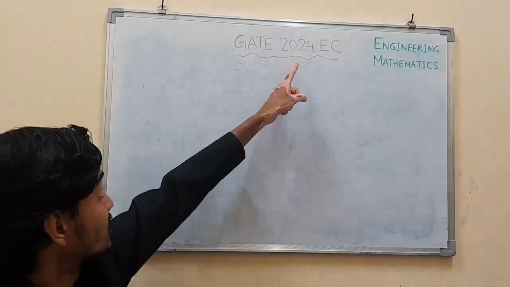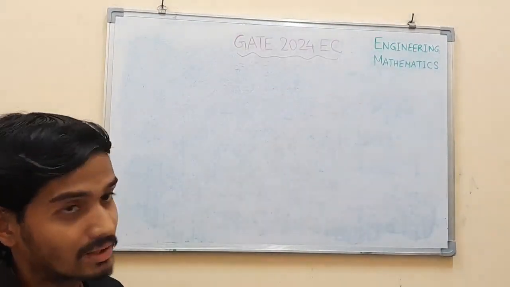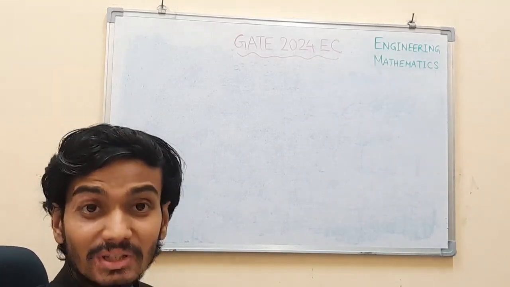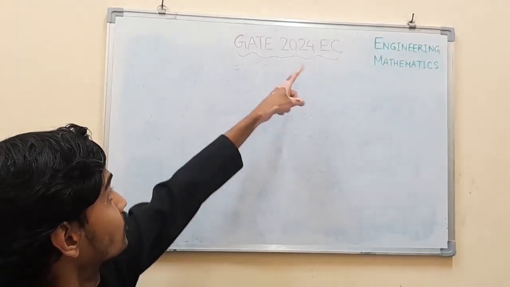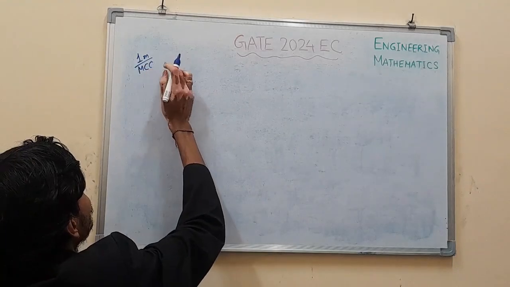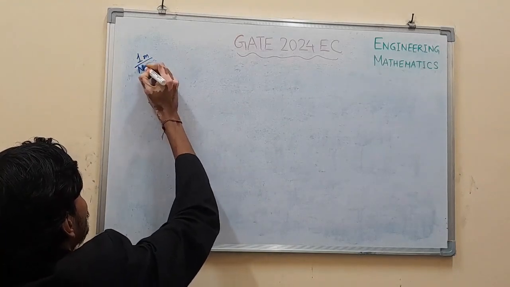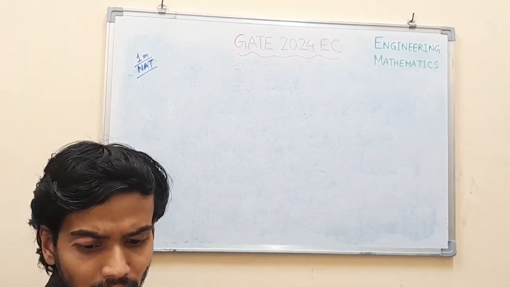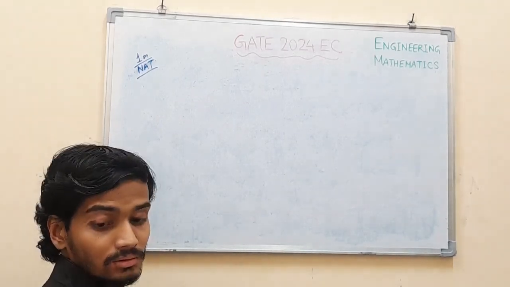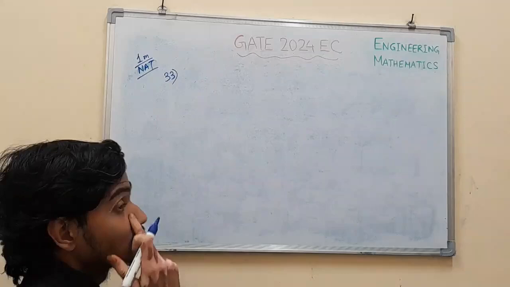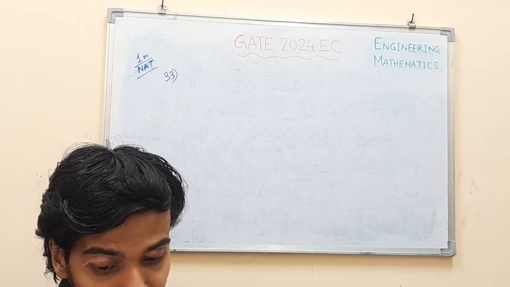This is GATE 2022 EE solutions, Engineering Mathematics. This is again a 1 mark question, question number 33 on the master question paper of GATE 2022 EE. It is a 1 mark numerical answer type question on probability, identically distributed random variables and probability distribution.